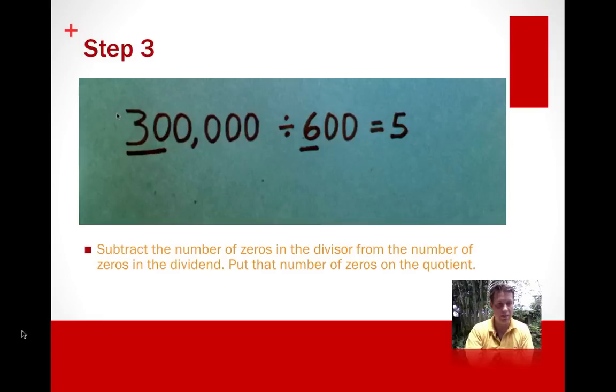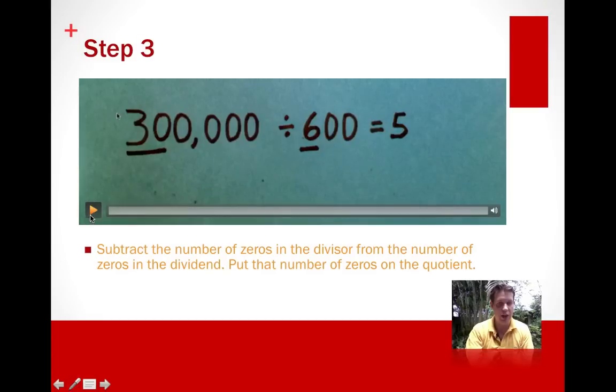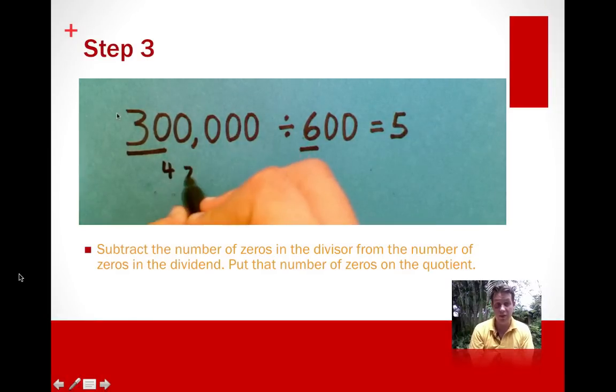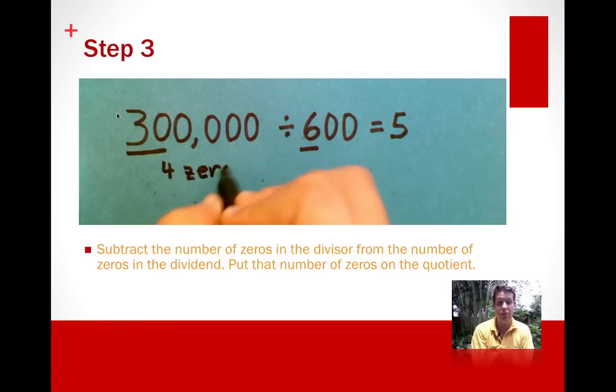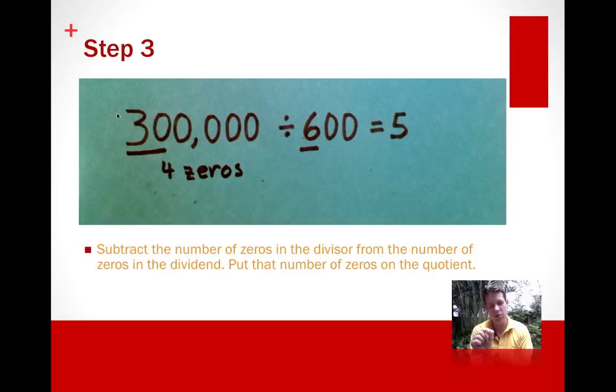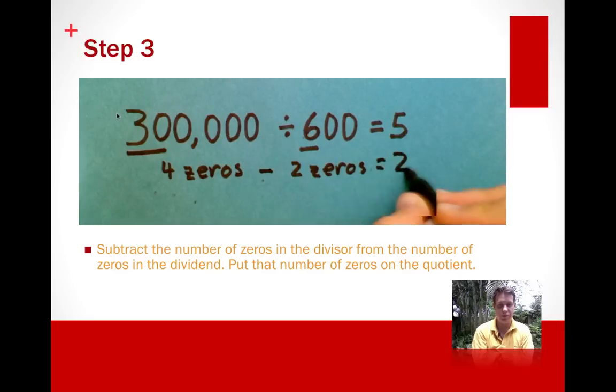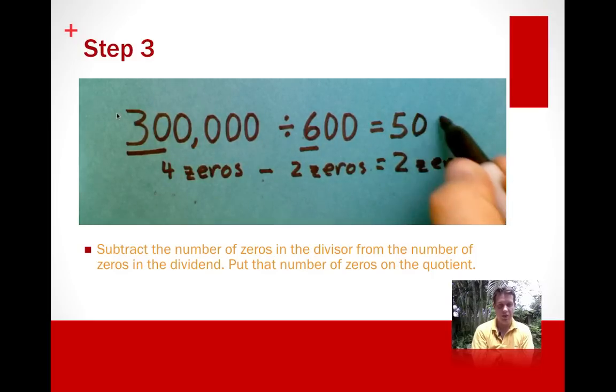And then our last step again, we are going to subtract the number of zeros in the divisor from the number of zeros that we still have left in the dividend. Now notice in the dividend, I'm putting just 4 zeros because we had to use one of those zeros with the 30. All right, so we have 4 left. So we got 4 zeros in the dividend and 2 zeros in the divisor. We subtract those and we get 2 zeros. And 500 is our answer. Okay, so 300,000 divided by 600 is 500.